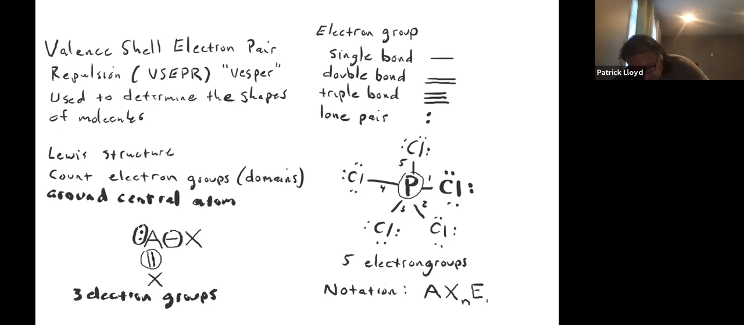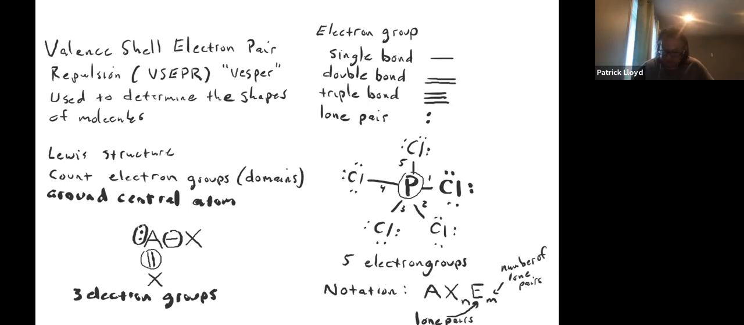And I'll use a different symbol, M. E represents lone pairs on the central atom, right? Only on the central atom. We're not concerned about the surrounding atoms. And this is the number of lone pairs. So if it was just one lone pair, just write E. If it was 2 lone pairs, it would be E2. And so that's the notation that we're going to use for this.